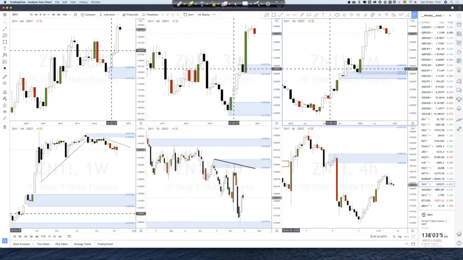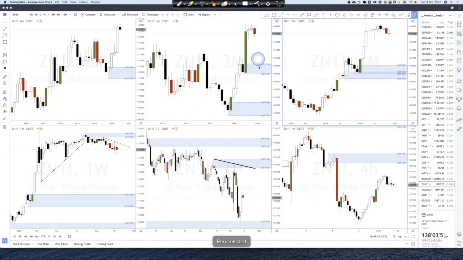10-year notes. Expecting price to drop all the way down to the 3 months and the monthly areas of demand. We have these daily areas of supply playing out. Short counter trend are possible right now. Let's see what happens.